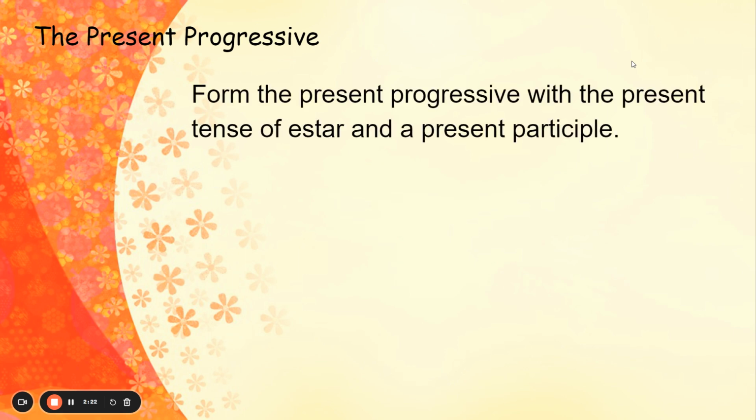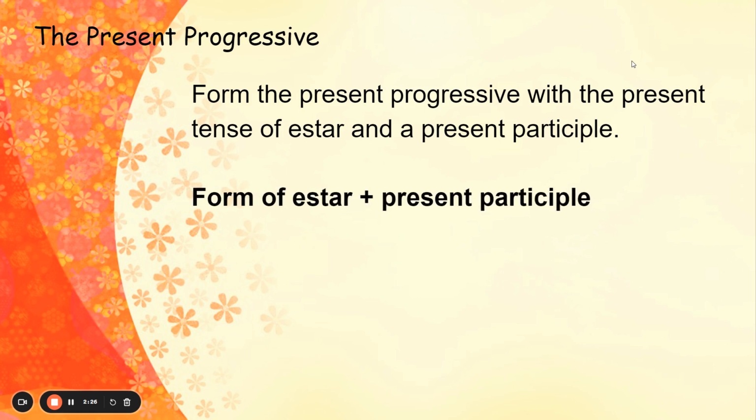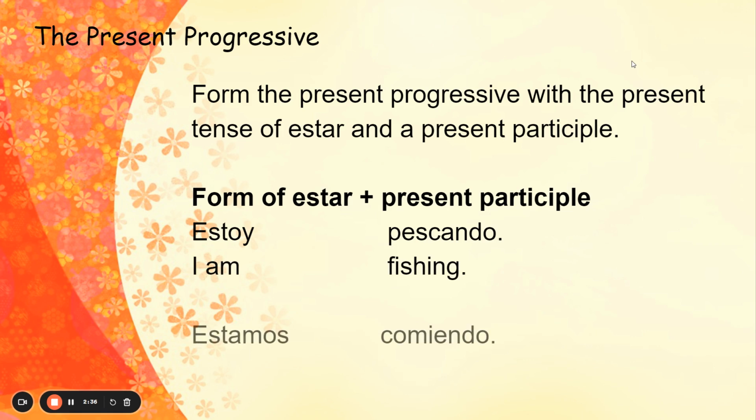Form the present progressive with the present tense of estar and the present participle. So, estoy, that's the form of estar, and then pescando, I am fishing. Estamos comiendo, we are eating. So it's ing, that's the present participle.